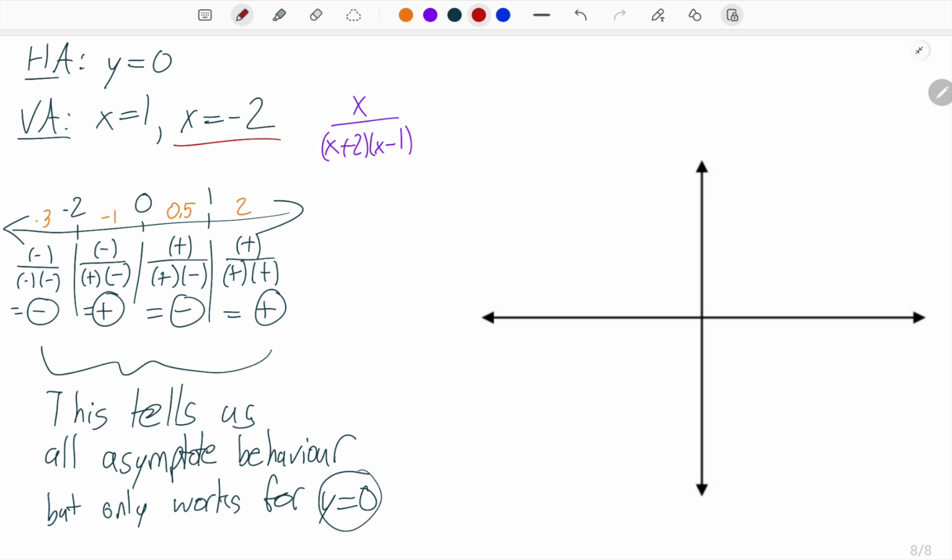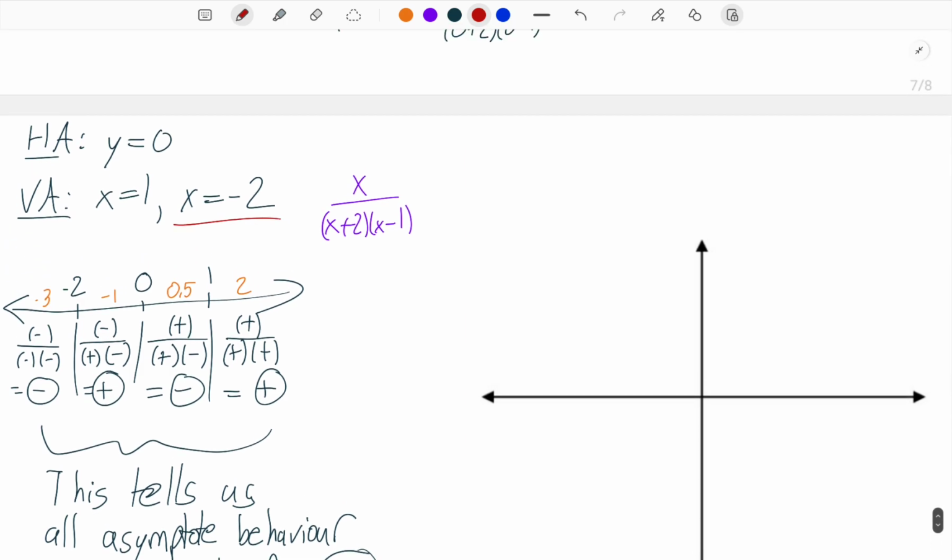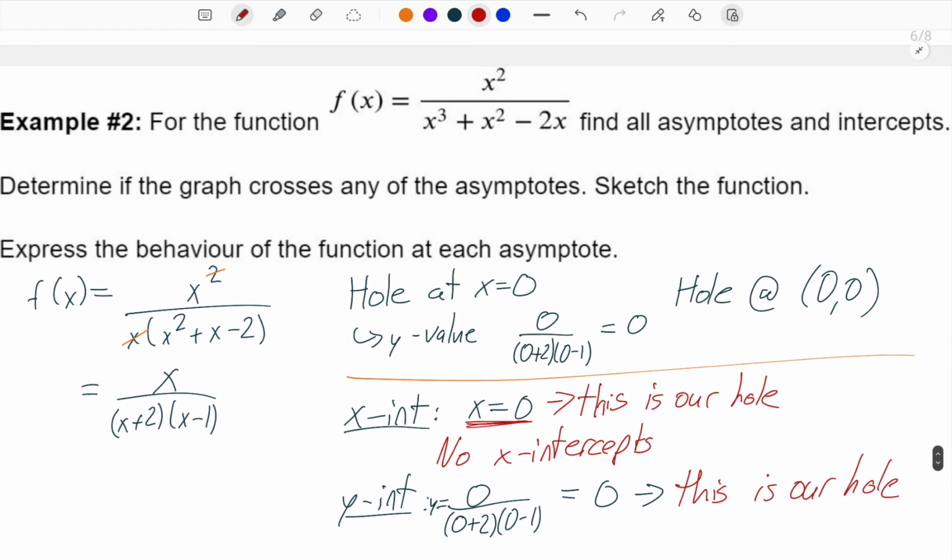All right, so let's finish things off by drawing ourselves a diagram. Actually, no, there's one last thing to check. In the question, it asks if we have any crossing of the asymptote. All right, so yeah, I did kind of ignore that. It's because we've already kind of secretly done it.